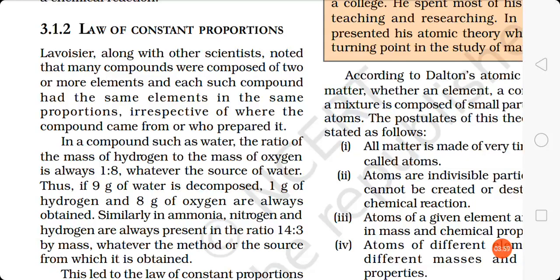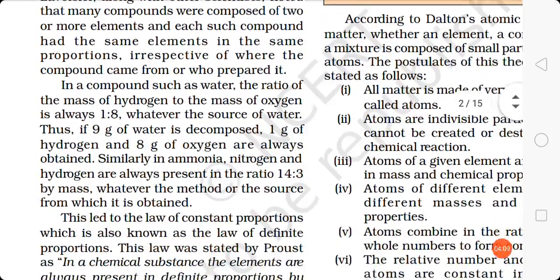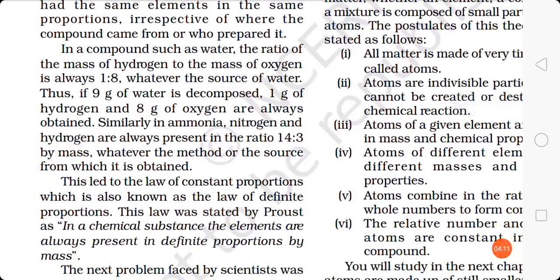In the same way, in ammonia, which is having its formula NH3, 1 nitrogen and 3 hydrogen, they are always present in the ratio of 14 is to 3, because you know that atomic weight of nitrogen is 14 and atomic weight of 1 hydrogen is 1. So for 3 hydrogen it would be 1 plus 1 plus 1, that is 3. Okay. So 14 is to 3 would be the ratio in case of ammonia.